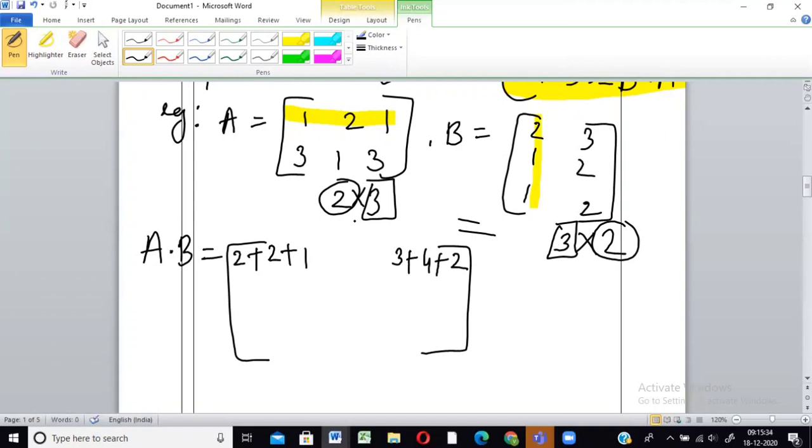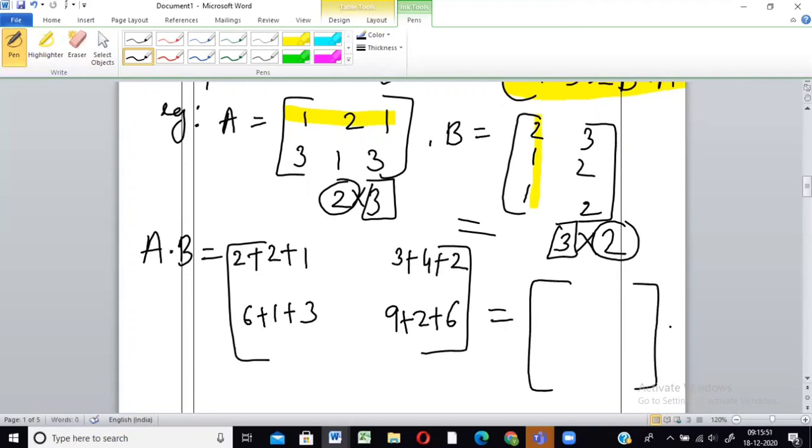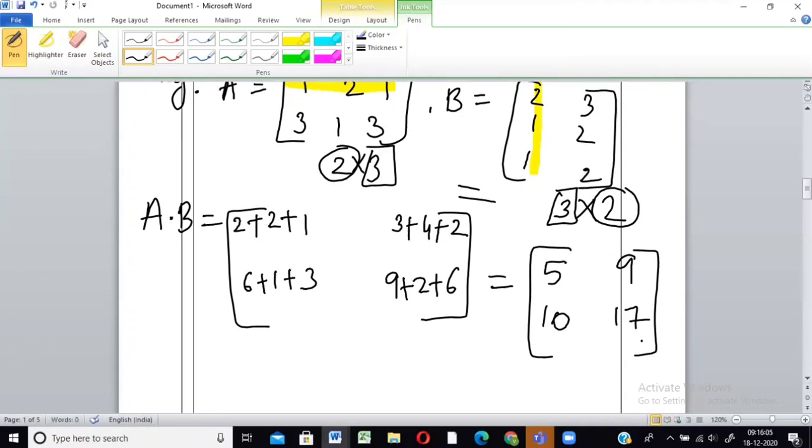Now coming to the second row. Second row, first column. 3 2s are 6 plus 1 1s are 1 plus 3 into 1, 3. 3 3s are 9 plus 1 2s are 2 plus 3 2s are 6. Whatever answer you get, you're going to write it over here. 2 plus 2 plus 1, 5. That's 7 plus 2, 9. 9, 10, 11, 16, 17. Okay, so this is the final answer. This is your A into B.